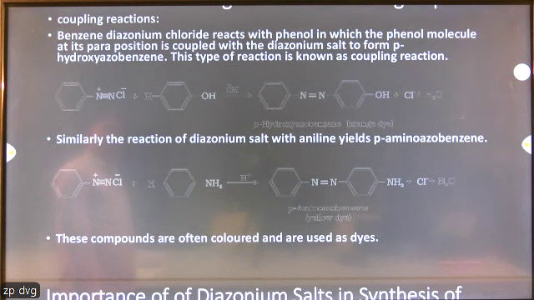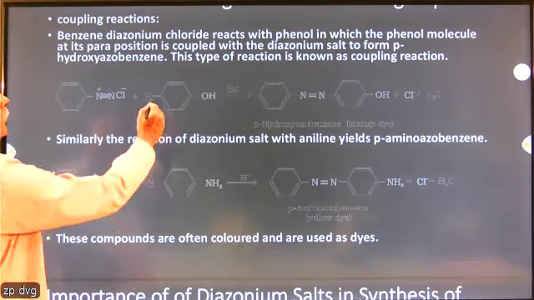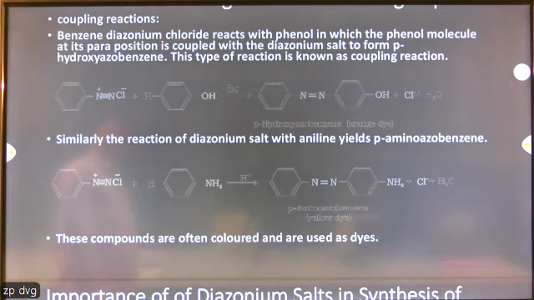So in coupling reactions, benzene diazonium chloride is made to react with phenol, in which the phenol molecule at its para position is coupled with the diazonium salt to form para-hydroxyazobenzene. So this type of reaction is called a coupling reaction.